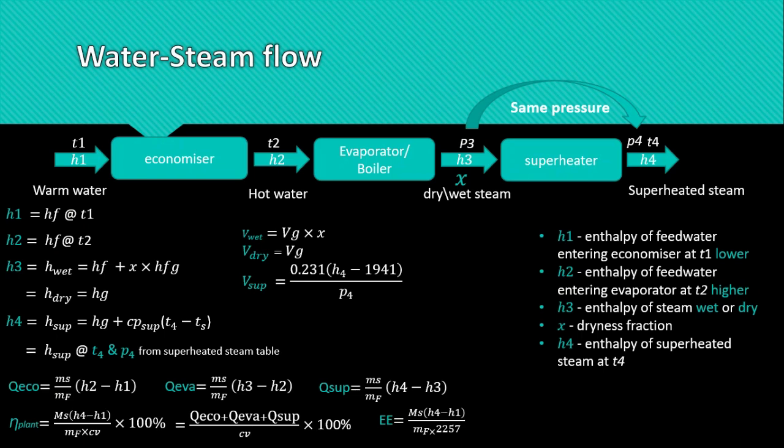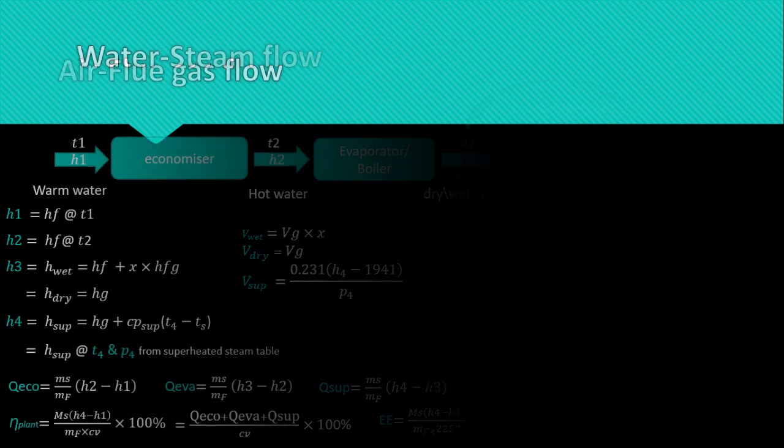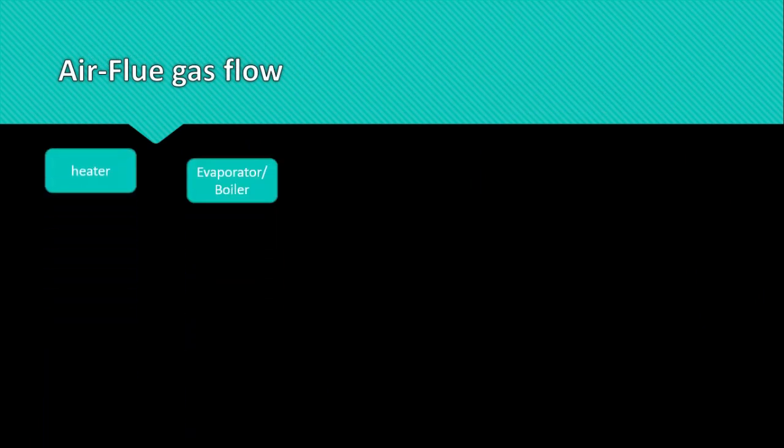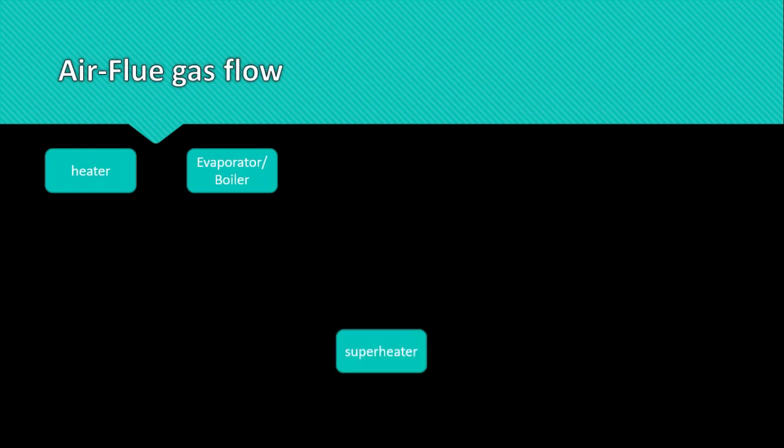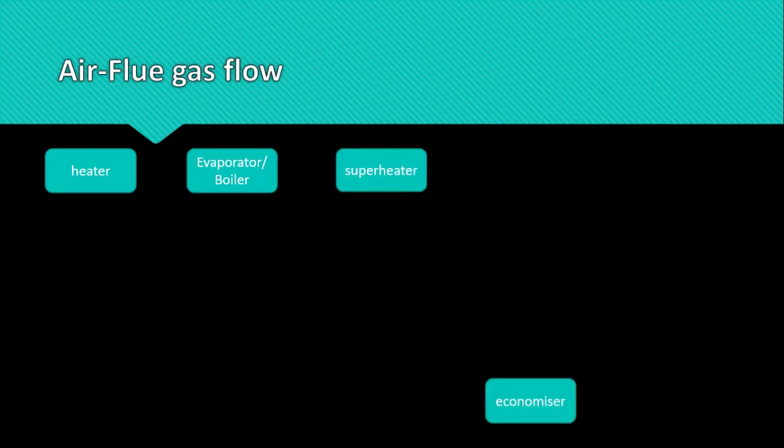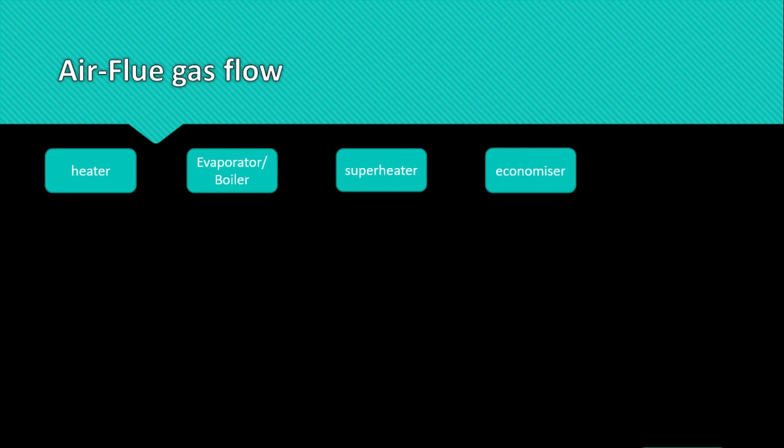Now let's go to the air flue gas flow diagram. For air flue gas flow, we have 5 main components. Number 1 is the preheater, number 2 is the evaporator or boiler, number 3 is the superheater, number 4 is the economizer, and lastly we have the chimney, okay? Now air enters the preheater at temperature TA1, which is also the atmospheric temperature or the boiler room temperature. Then the air leaves the preheater at temperature TA2, which is higher than TA1.